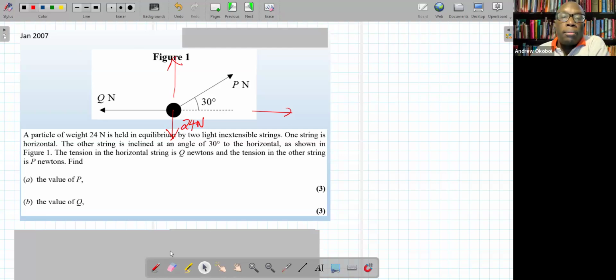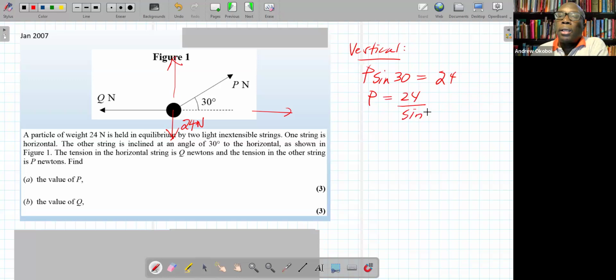Okay, so let's look at this one. Let's do the vertical one first. I'm going to say P sine 30 is equal to 24. And because of that, I can find P directly. Now, sine 30 is actually a half. Someone says 48 newtons. And that took less than a minute, but it's 3 marks, which is amazing.